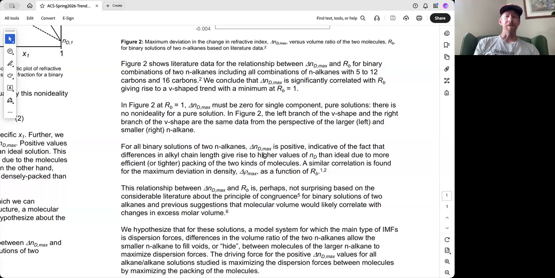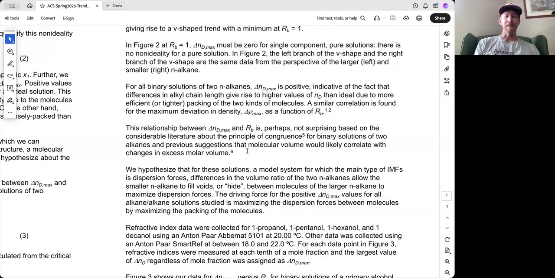Differences in alkyl chain length give rise to higher values of ND than ideal due to more efficient, or tighter, packing of the two kinds of molecules. A similar correlation is found for the maximum deviation in density, delta rho max, as a function of RB. And that's one of the papers that we've currently got out and in need of review by me so that we can resubmit it.